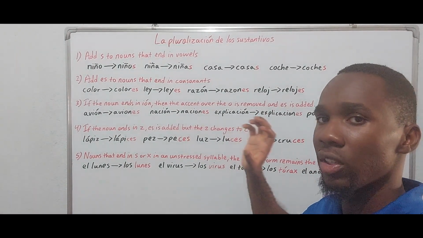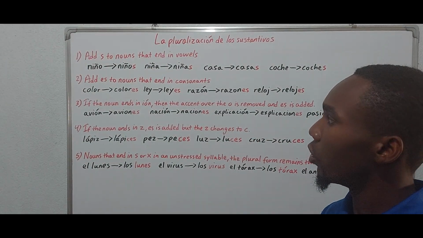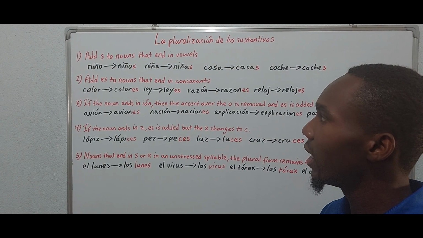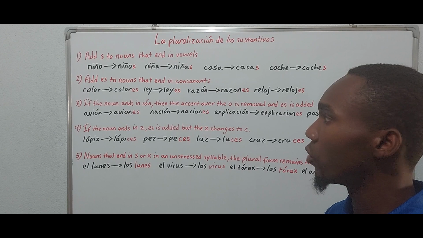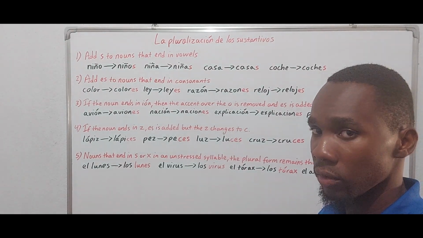Today we're going to focus on the nouns, all right? So let's go. Number 1: add s to nouns that end in vowels. So if a noun ends in a vowel, we add s to make it plural.